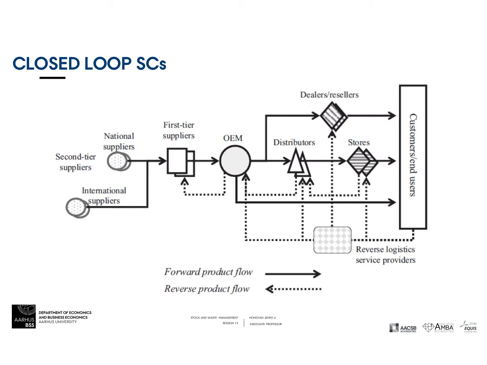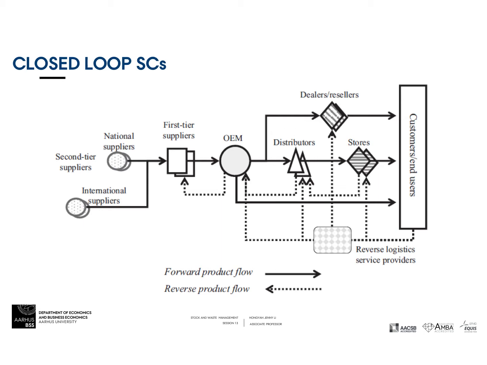From the supply chain network viewpoint, we can see the supply chain including the forward product flows and the reverse product flows. The solid black line arrows show the forward process or product flows, from the suppliers to the manufacturers to the distributors to the stores.